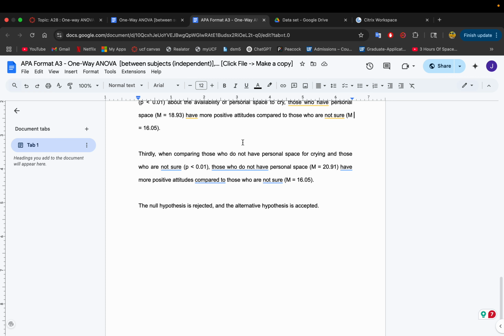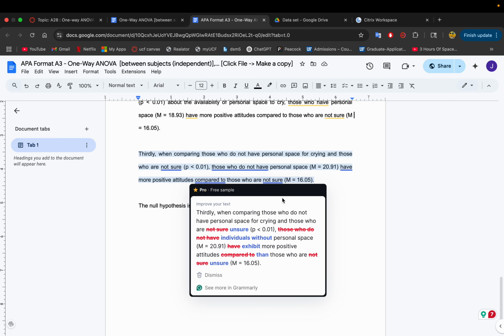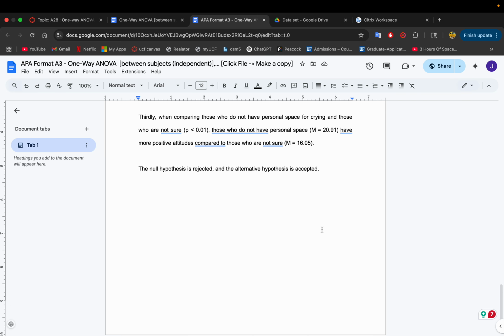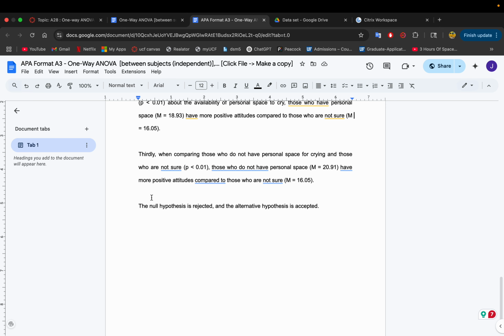Thirdly, when comparing those who do not have personal space for crying and those who are not sure, P is less than 0.01. Those who do not have personal space have more positive attitudes compared to those who are not sure, which is M equals 1605. Therefore, the null hypothesis is rejected and the alternate hypothesis is accepted.